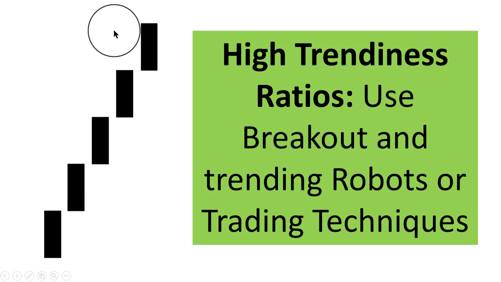Now, if you have a trending profile, a high trendiness ratio, then you use breakout techniques and trending techniques and trending robots to trade that particular currency. Now you can see if you were to trade a sideways technique or sideways robot, you would lose tremendous amounts of money. On the other hand, if you were using a trending robot, you would make considerable profit.